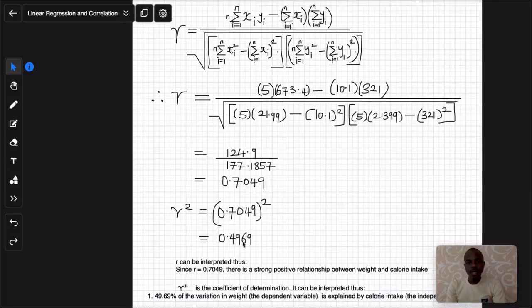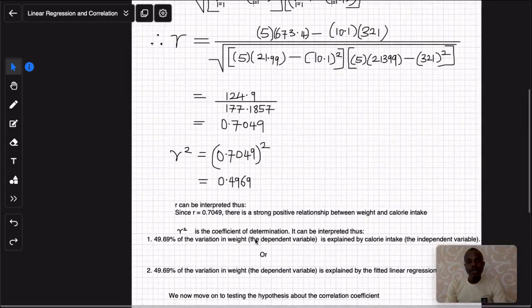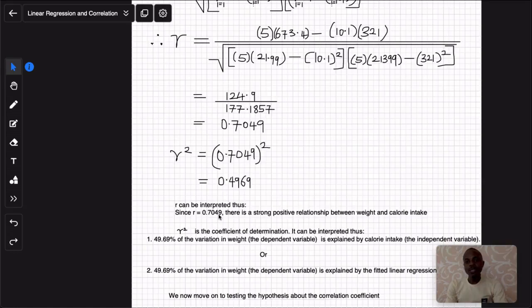Then you square your correlation coefficient to get the coefficient of determination, which becomes 0.4969. Then you interpret your R this way. Since R is 0.7049, there is a strong positive relationship between weight and calorie intake. If it were 0.6, for instance, you would say there's a relationship, not so strong anyway, but still a positive one.